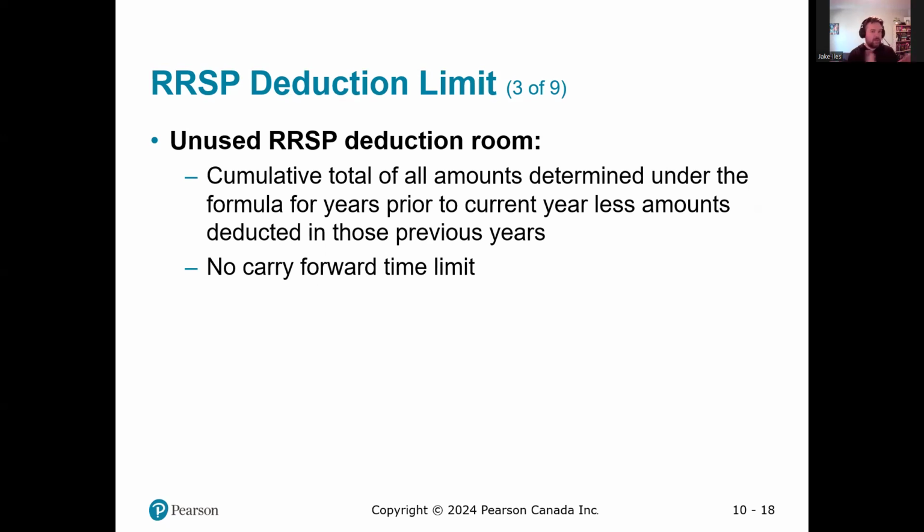Anything I'm not using through my 20s and 30s, if I hit 45, all of that space is accumulated, and maybe I can put in $200,000. Maybe I sell a property, make a bunch of money, so I can add a whole bunch into my RSP and deduct it this year.